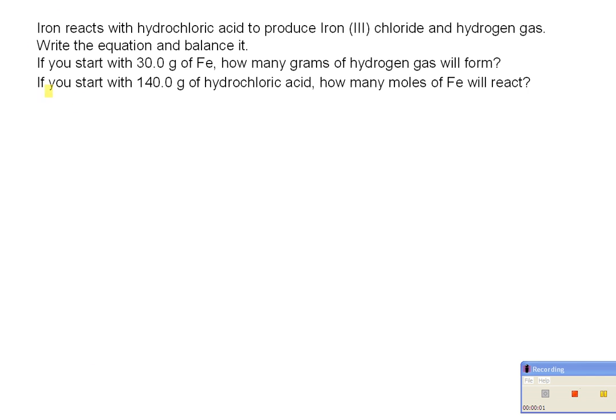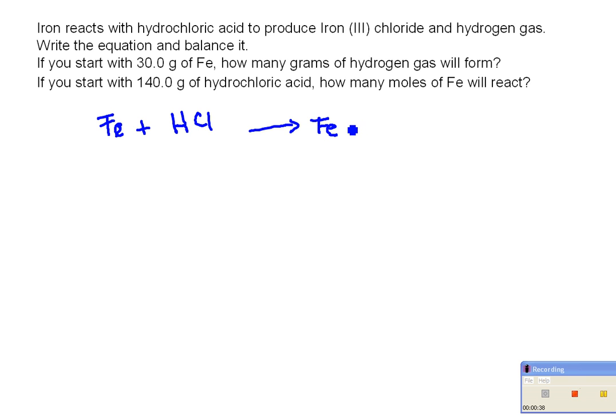In my example, iron reacts with hydrochloric acid to produce iron 3 chloride. So the first thing that we need to do is to write down the equation. Iron, which is Fe, reacts with HCl, hydrochloric acid, to produce what? Iron 3 chloride, which is the formula.